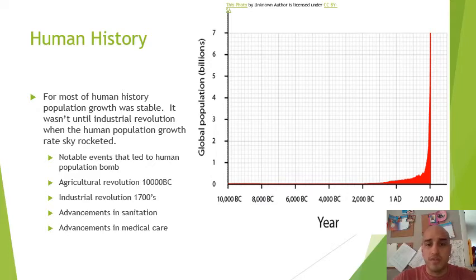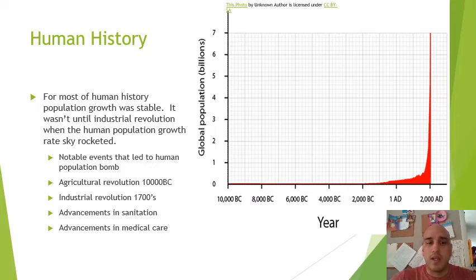Some notable events that increased our human population was the agricultural revolution. That was 10,000 BC. We're leaving the hunter-gatherer lifestyle, and now we are getting roots. We're building fences, planting fruits and vegetables, and we are able to stay in a stable environment. This increases food production, which was a problem back in the day, and now our population is starting to grow.